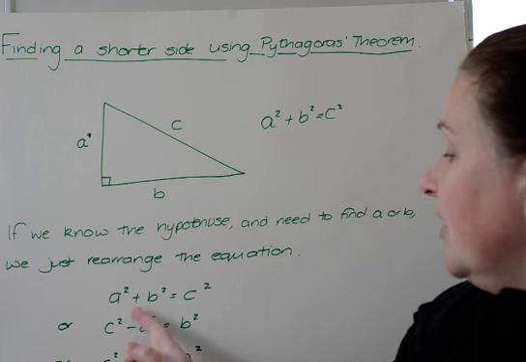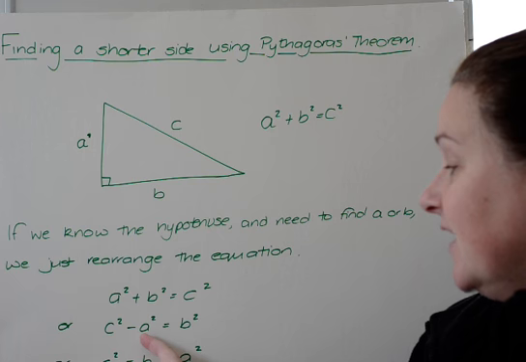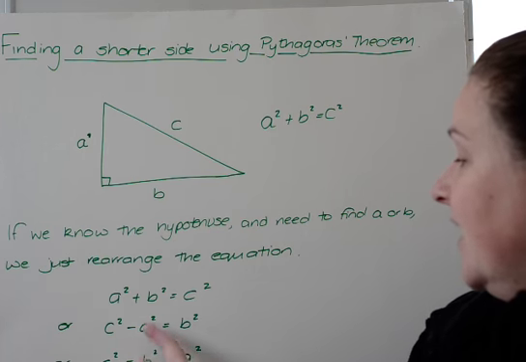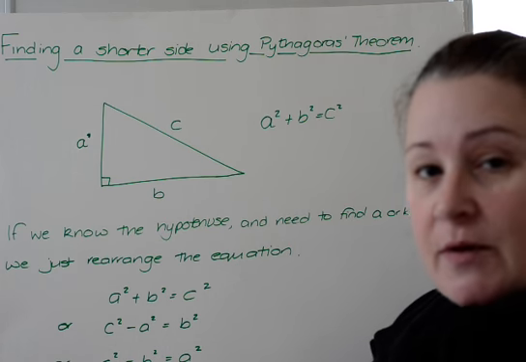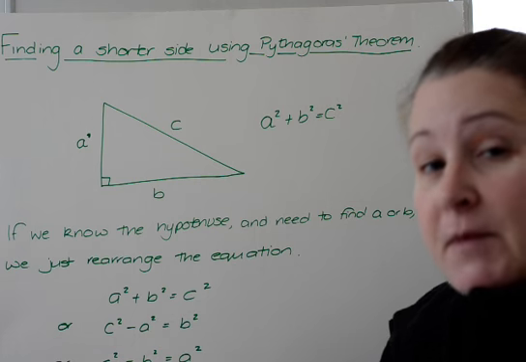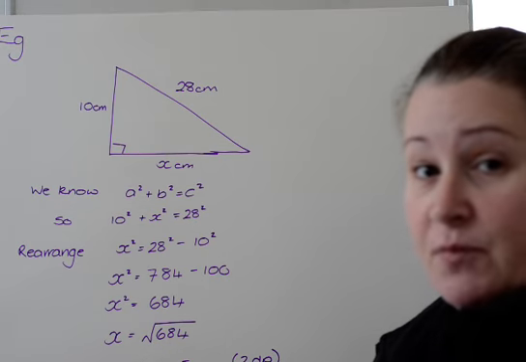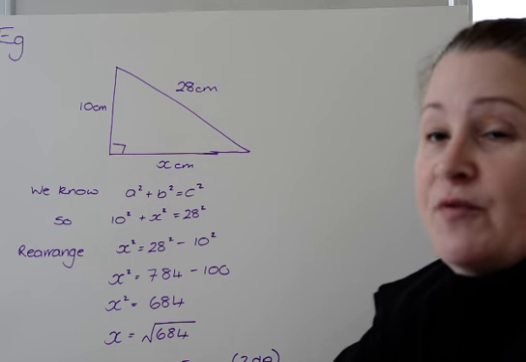So rearranging, I can take the A over to the other side, so C squared minus A squared equals B squared. Or if I want to find A, I can take the B over to the other side and I get C squared minus B squared equals A squared. Now you don't need to remember those. Because you all know how to rearrange equations, the best thing to do is to actually rearrange it once you're involved within the question. So here is my example for you.